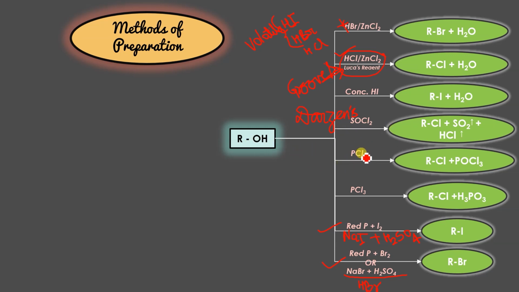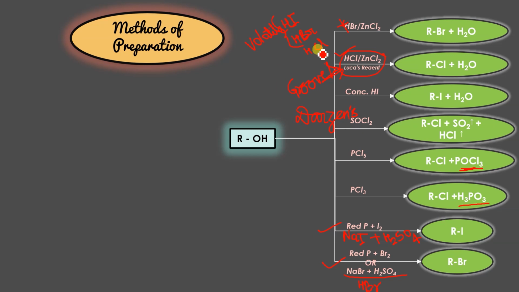Alcohol can react with PCl5 as well as with PCl3. In both cases it will give you alkyl halide. The only difference is in the side product. If we are using PCl5, it will give POCl3 as the side product, while if we are using PCl3, it will give H3PO3 as the side product. Got it? So in this, I have explained three important things: Groove's process, Darzens process, and how to prepare RI. And we cannot directly use HI and HBr like HCl, because they are highly volatile.